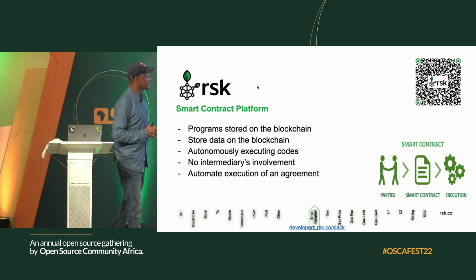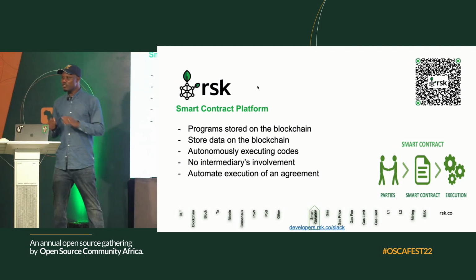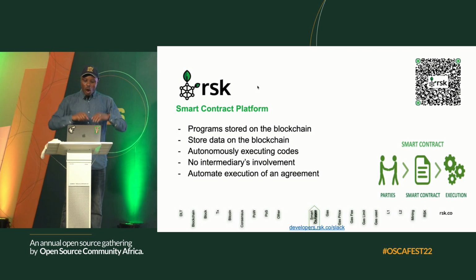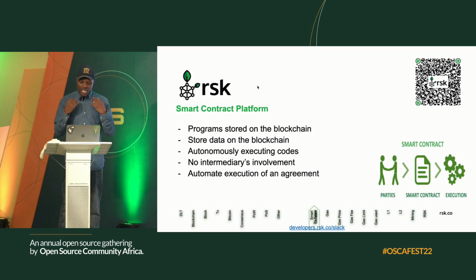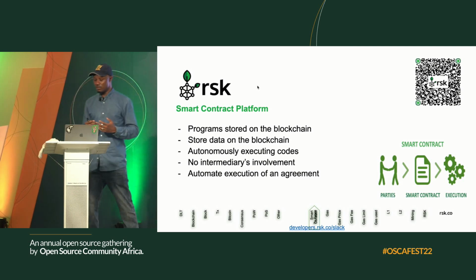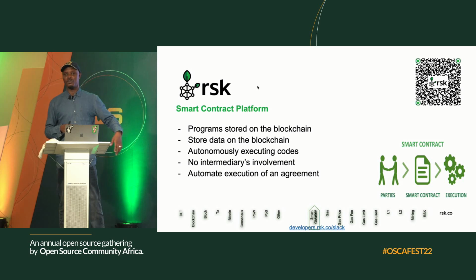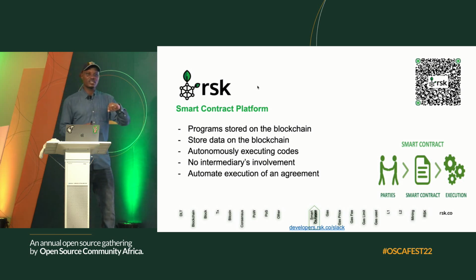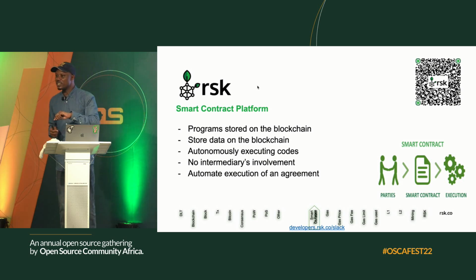Between parties, you can use a smart contract to automate that process so that all participants can be immediately certain of the outcome. Now, you can do this using the traditional way of making an agreement, but smart contract is the first to do this without an intermediary.